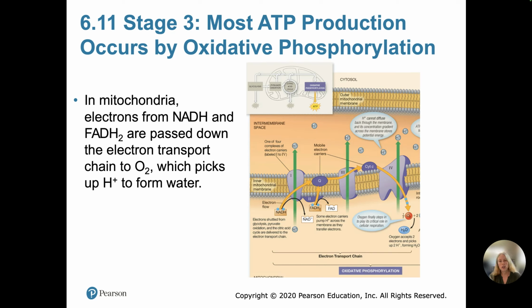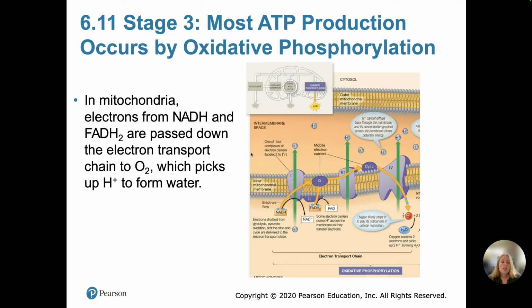It has 2 parts. The first part is the electron transport chain. The second part is chemiosmosis. We're going to talk about the electron transport chain first. So this part in this little figure. In the mitochondria, because oxidative phosphorylation also occurs in the mitochondria, electrons from our electron carrier molecules, NADH and FADH2, are passed down the electron transport chain to oxygen, which is the final electron acceptor.